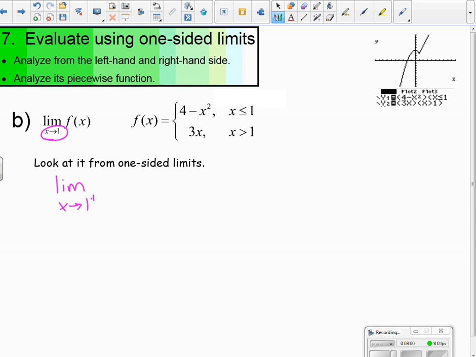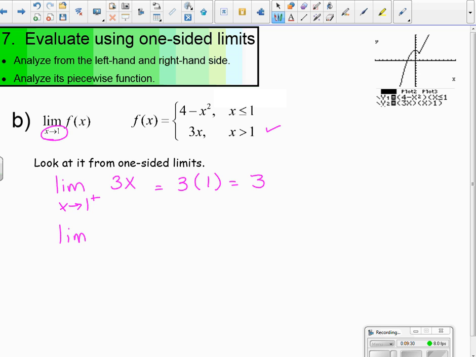From the right side of 1, if I were slightly bigger than 1, say 1.01, I would fall into this bottom category. So my function is going to be 3x that I follow to find its limit. When I'm slightly bigger than 1, I'm going to go ahead and just plug 1 in and see what is happening exactly at 1. And the answer would be 3.